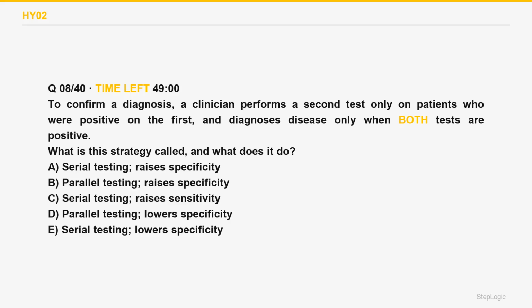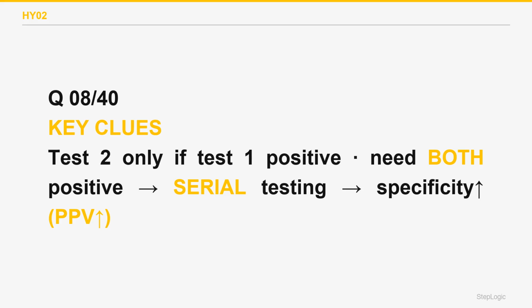What is this strategy called, and what does it do? To confirm a diagnosis, a clinician performs a second test only on patients who were positive on the first and diagnoses disease only when both tests are positive. Read the command: name the strategy and its effect. Requiring both tests positive is sequential and tightens specificity.